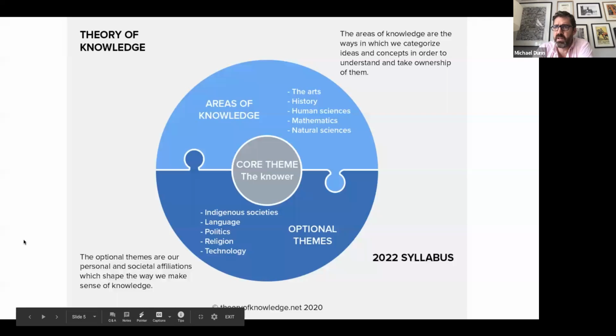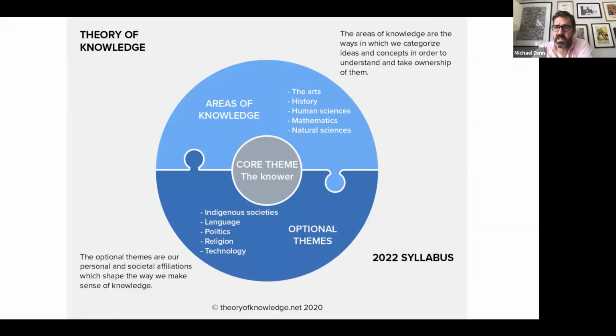Obviously, if you are a language teacher rather than a TOK teacher, you'll notice immediately that language is one of the optional themes. So it is an exceptionally important part of the TOK course. Students in theory should just be learning 2 of the optional themes in detail. Personally, I think it's almost impossible to run a TOK course without looking at all of those, at least in passing at some point during the course.